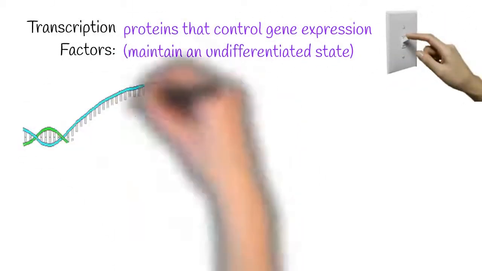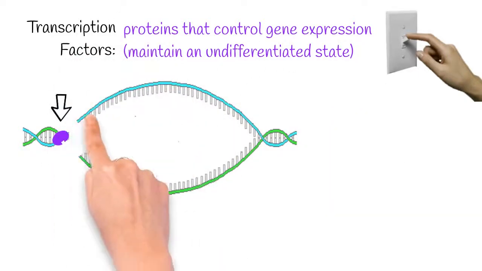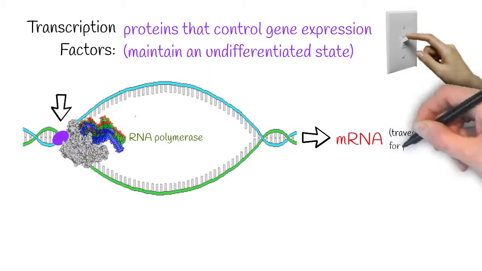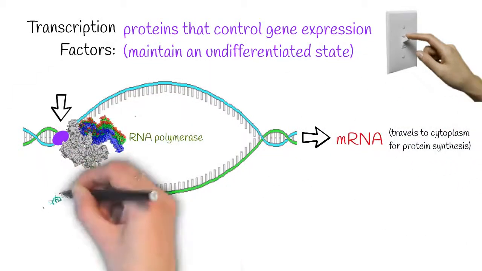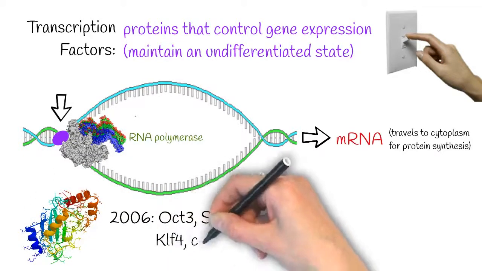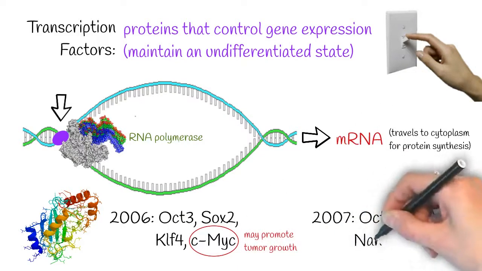They work by attaching to a site on the DNA so another enzyme, RNA polymerase, can bind. DNA is transcribed into messenger RNA, which then travels to the cytoplasm for protein synthesis. Proteins formed serve many functions in cells. In 2006, 4 transcription factors were found to work, but 1 may promote cancerous tumors. So a 2007 study found 4 more to be successful.